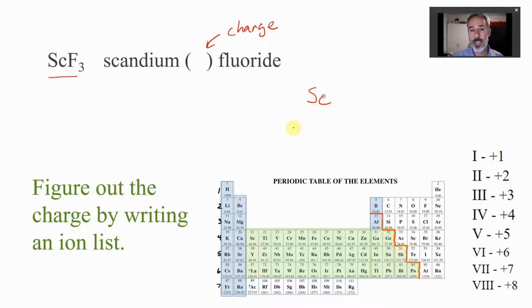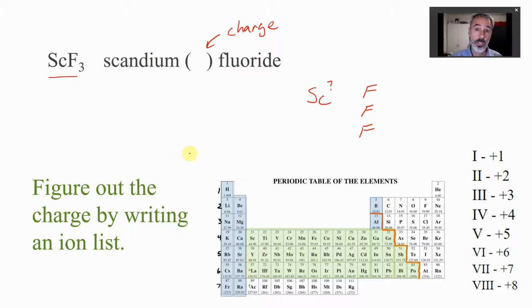It has one scandium, agreed? And we don't know its charge. I'm going to put a question mark because that's what we're trying to figure out. How many fluorine should I put in the list? 3. I need 3 fluorines in the list. You see how in the formula there's 3 fluorines? That's what my ion counting list would look like to figure out the formula.